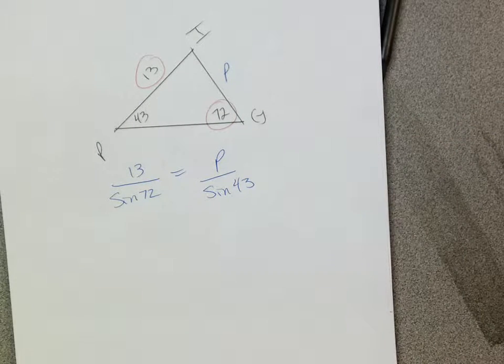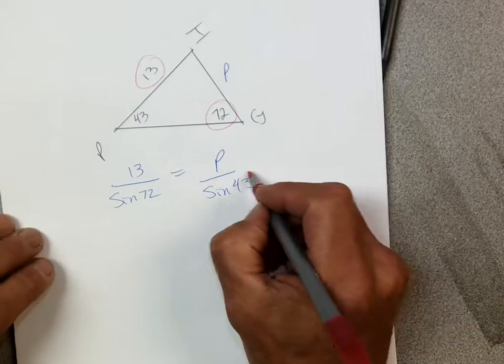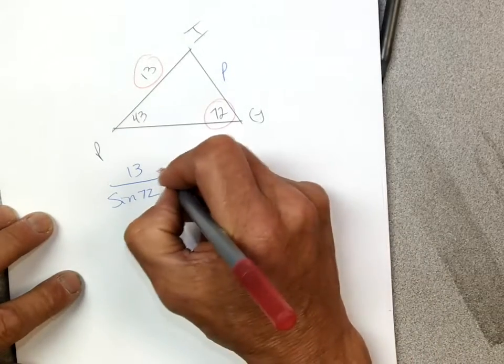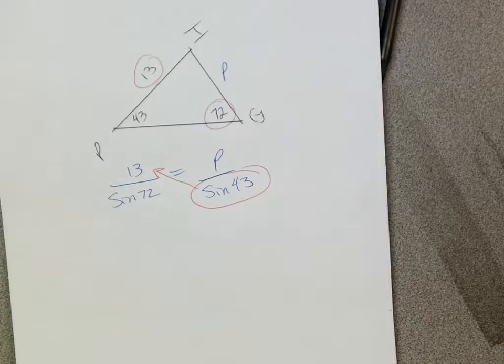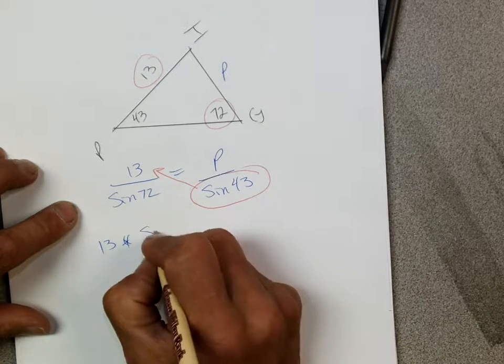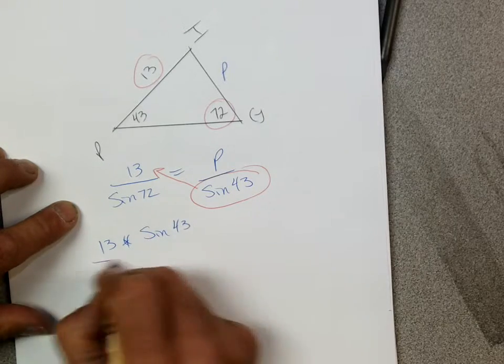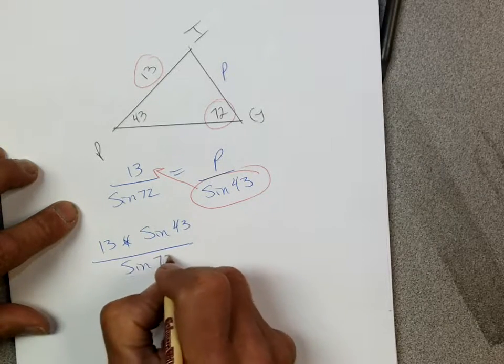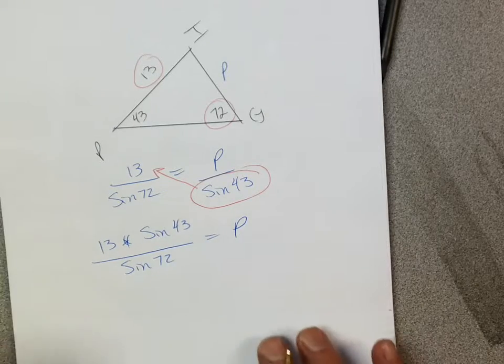We're just going to cross multiply. So I'm going to cross multiply. I'm going to bring this sine of 43 up here. Just bring it up. Multiply it up. Right? We're going to cross multiply. So I'm going to rewrite this as 13 times the sine of 43 over the sine of 72 equals p.